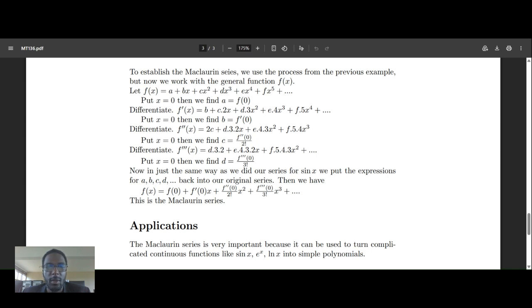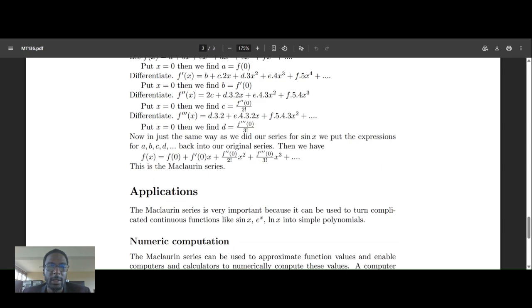Again, repeating this process, we'll find c equals f dash dash of 0 over 2 factorial. Again, repeating this, we will find d equals f dash dash dash of 0 over 3 factorial, and so on. So therefore, we have the general Maclaurin series, which becomes f of x equals f of 0 plus f dash of 0 x plus f dash dash of 0 over 2 factorial x squared plus f dash dash dash of 0 over 3 factorial x cubed, and so on and so on. This is now the established Maclaurin series.